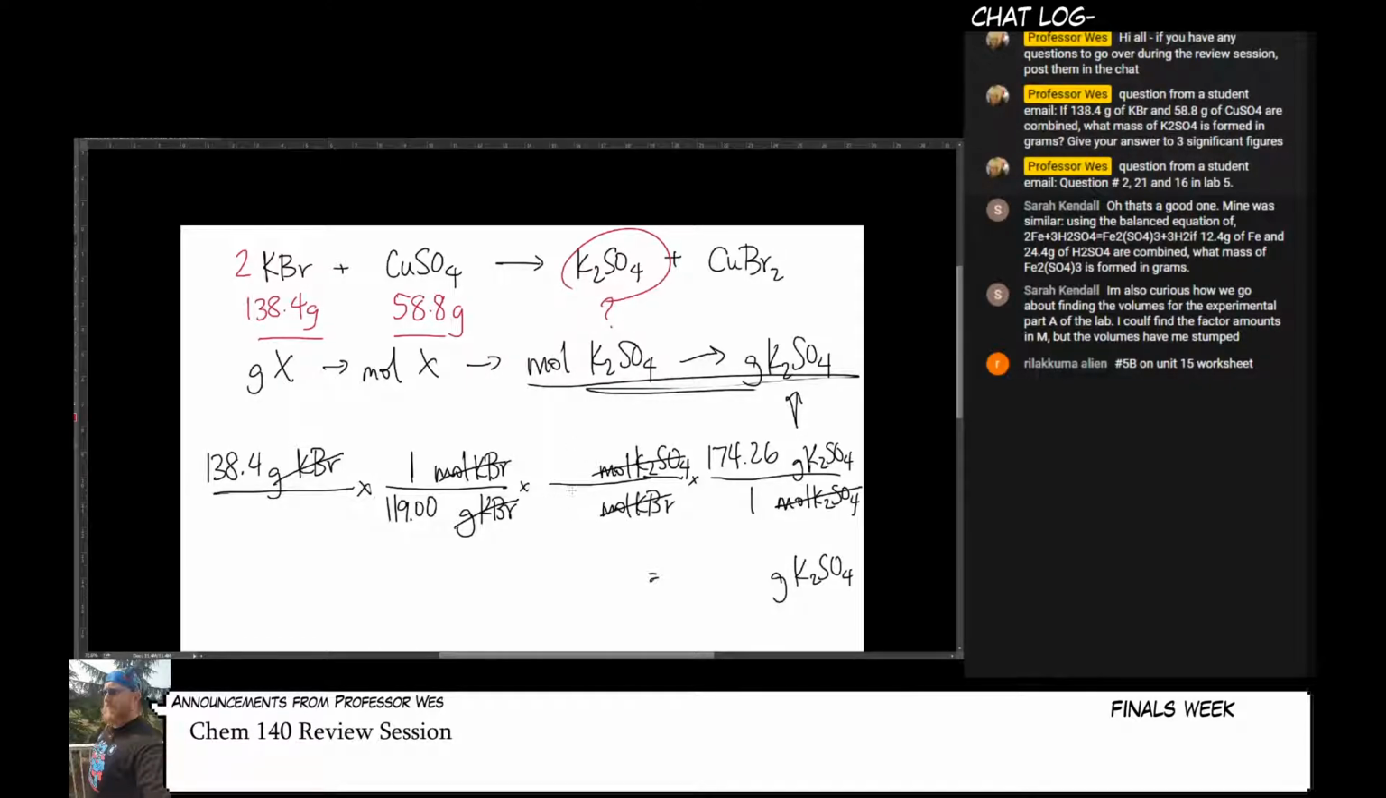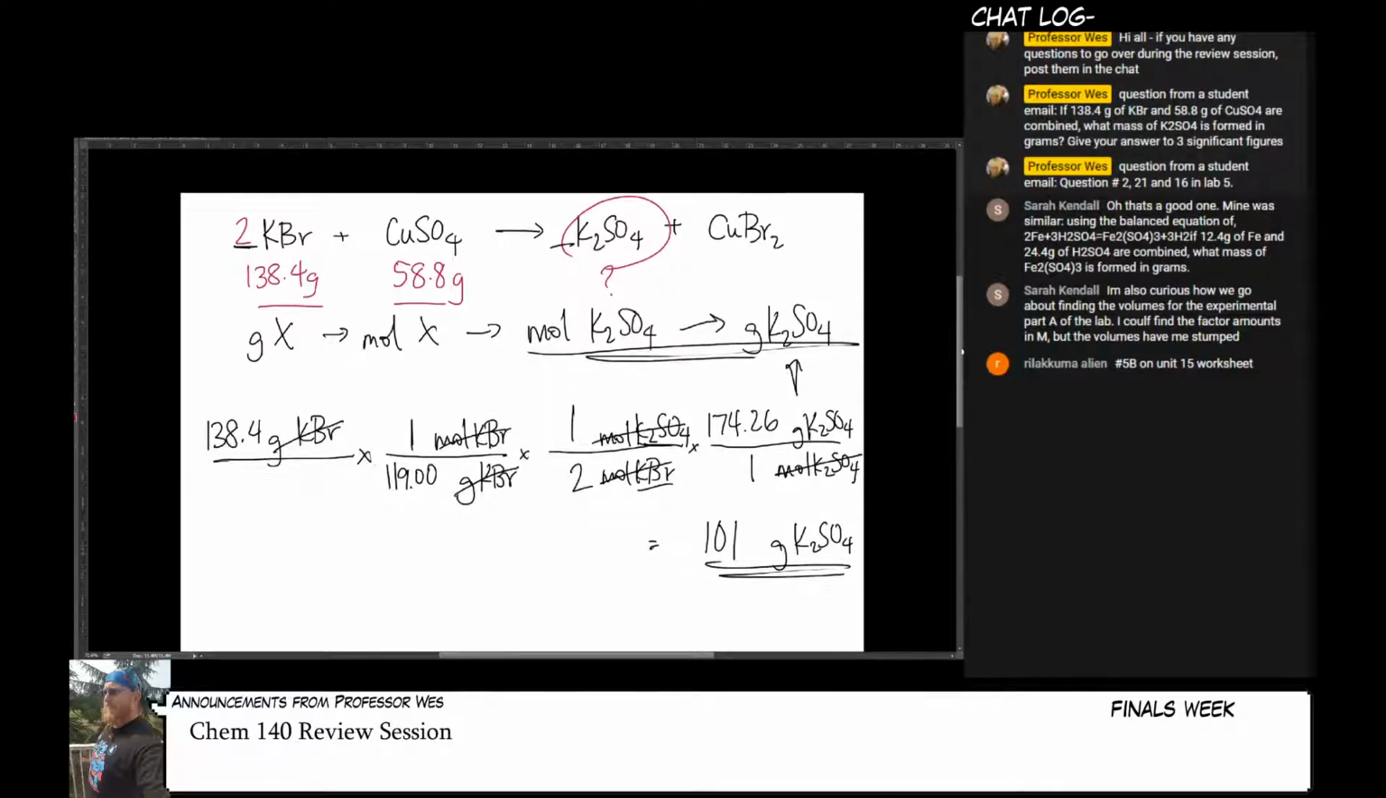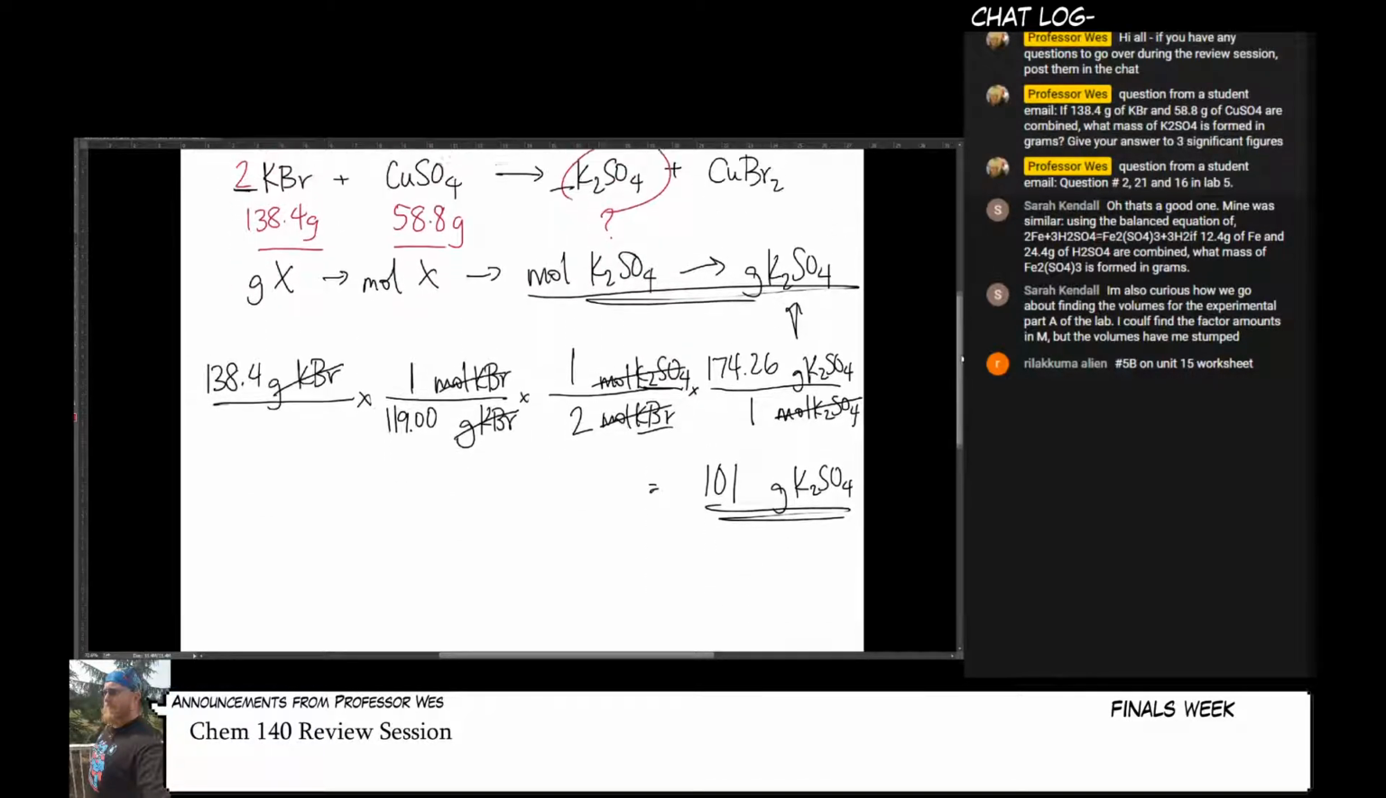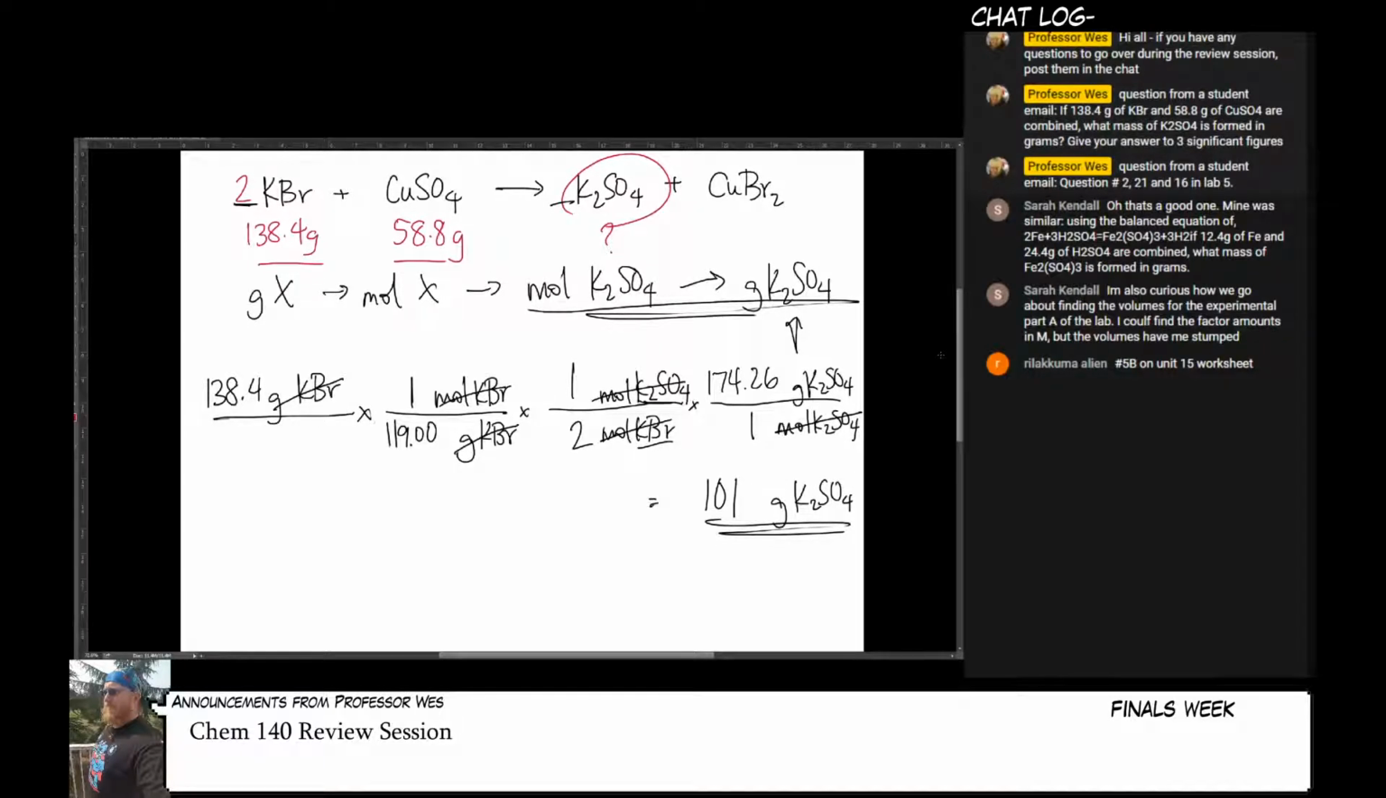Okay. And then finally, I need the mole to mole ratio. So KBr to K2SO4 is 2 to 1. So we got to put a 2 there and a 1 there. All right, let's run it in the calculator. 138.4 times 1 times 1 times 174.26 divided by 119 times 2. And I get 101.334. Promises give your answer to 3 sig figs, so we'll do 101 grams of K2SO4. All right. Now what I want you to do, I've done 1 reactant. I want you to start with the second reactant with this.